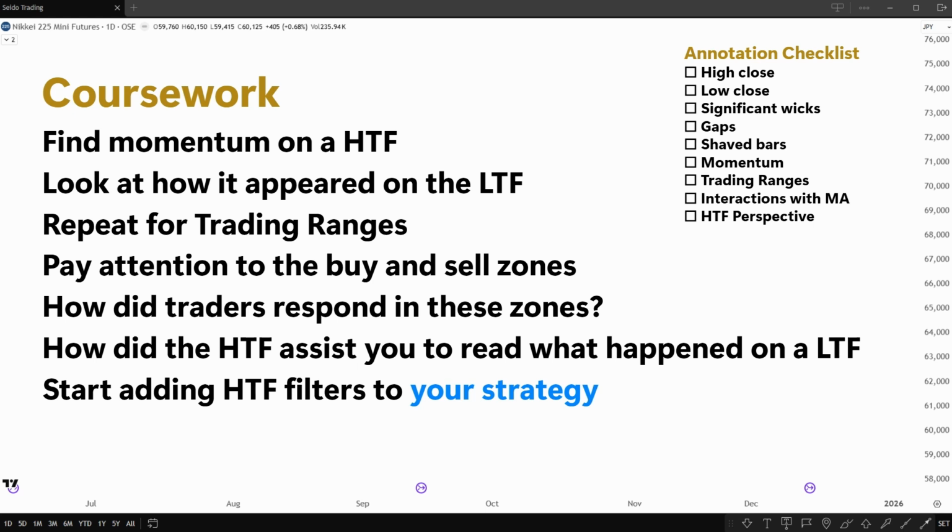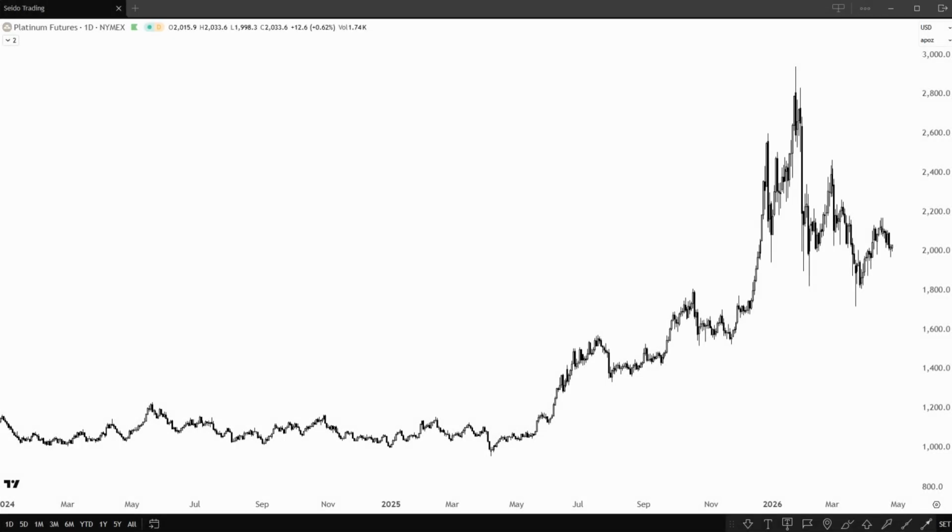When you're ready, start adding higher time frame filters to your strategy document. Step 8 is the spot for higher time frame conditions that disqualify a setup. Start with one clear condition and build it out from there. That's it for lesson 6.